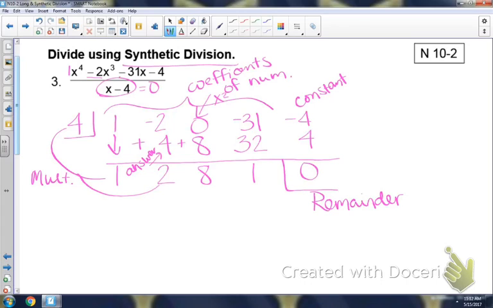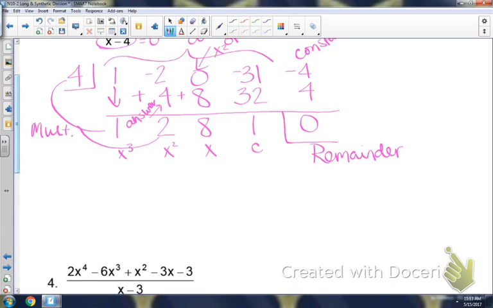Now, when you're using synthetic, the answers that you get, these numbers, are coefficients. So to the left of your remainder will be the constant, because that's always your last number. Then to the left of that is x. To the left of that is x squared, and then x cubed. So work your way from the right to the left to figure out what coefficient it is. So when we divide it, we end up getting 1x cubed. It's a positive 2, so plus 2x squared. It's a positive 8, so plus 8x. And then positive 1, so plus 1. We do not have a remainder, so that is our answer.